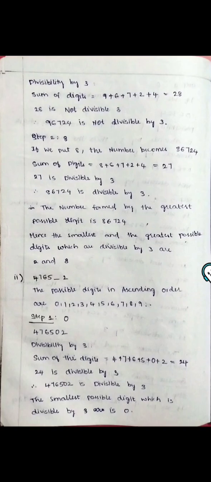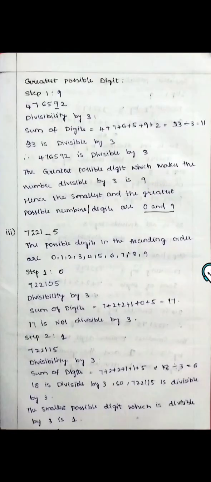If we put 0, then what happens? If we put 0 in that blank space and then add, we get 24. 24 is divisible by 3, right? So 476502 is divisible by 3. The smallest possible digit for divisibility by 3 is 0 itself. So when we check for the greatest possible digit, we have to come in the descending order.